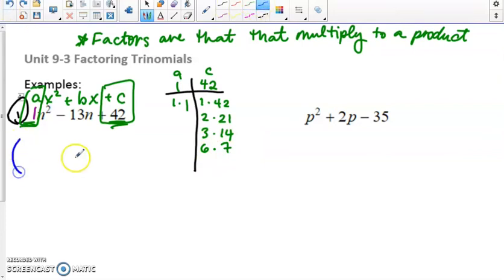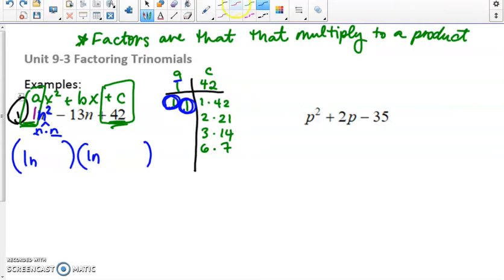Now step 3 is where we set up our answer, so we get 2 parentheses. And now we take our factors of a, which are 1 and 1. Because it has an n squared with it, we have to remember that means there's two n's there, so n and n. So I get a 1n to be my first term, and a 1n to be my first term in my second parenthesis, and we're good.